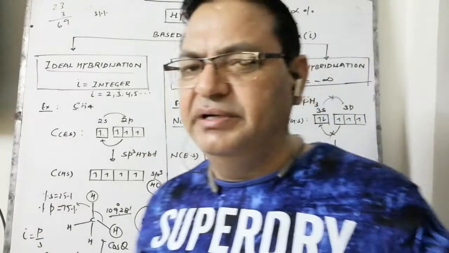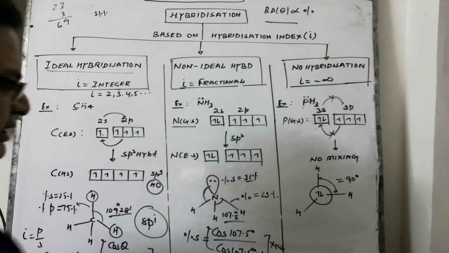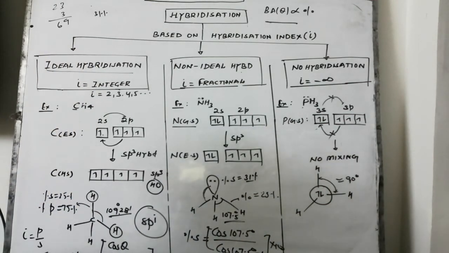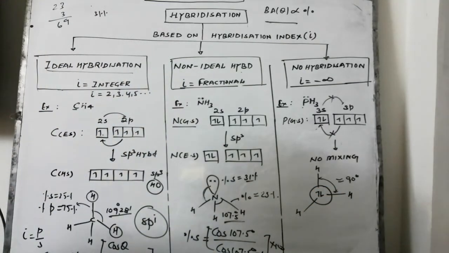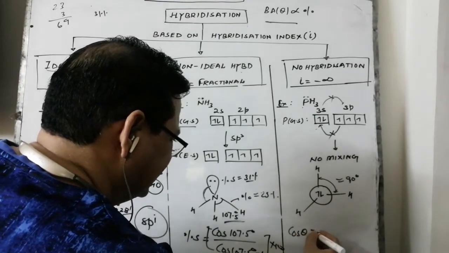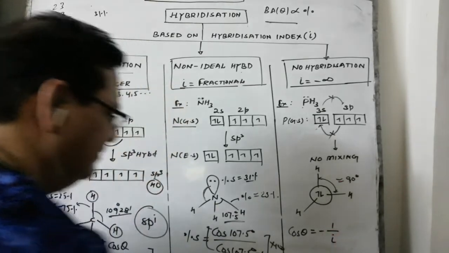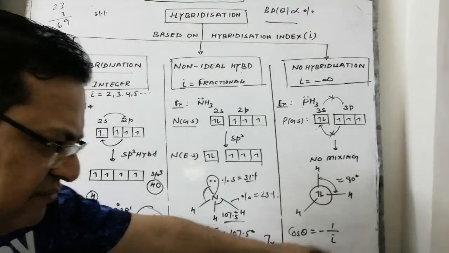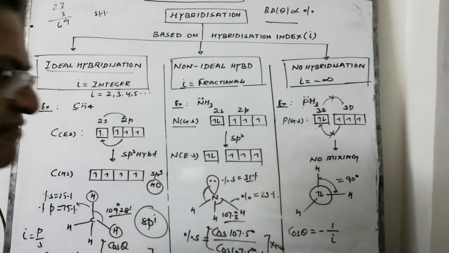Not exactly 90 degrees, but very close to 90 degrees. And if the bond angle is close to 90 degrees and you substitute it to find the value of cos theta, which last time I told you is equal to minus 1 divided by I, if you find the value of I by putting theta as 90 degrees, cos 90 inverse comes out to be negative infinity.